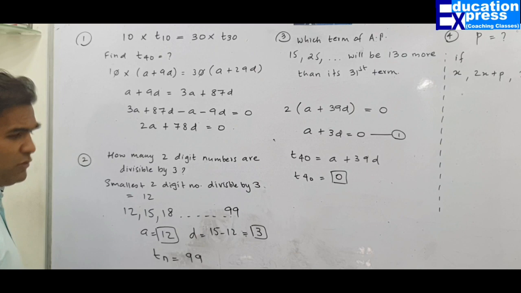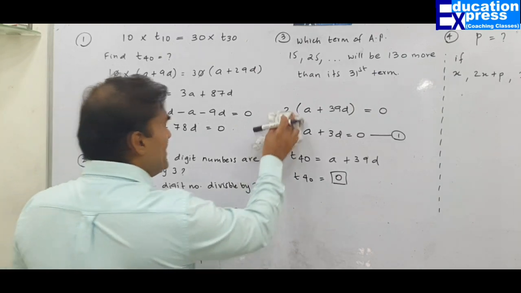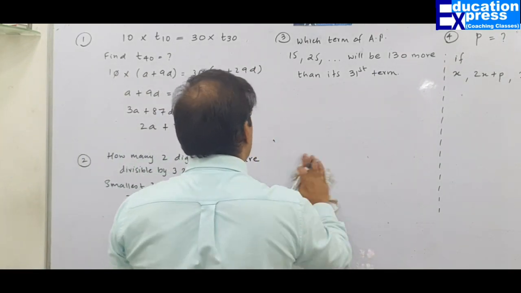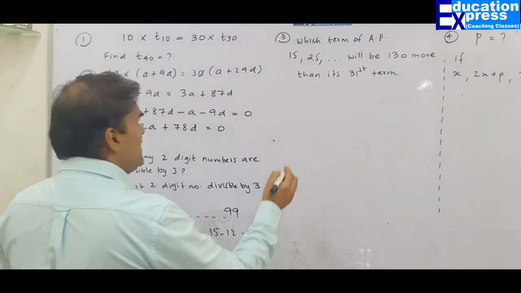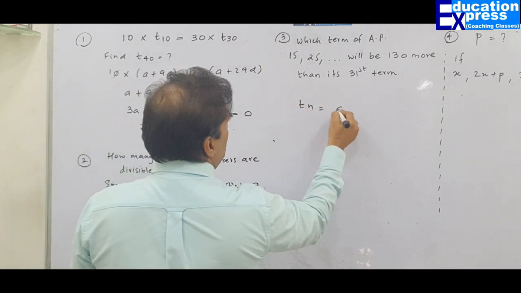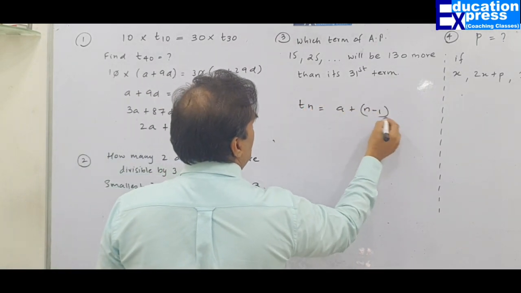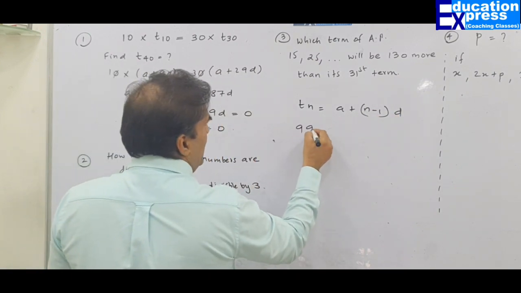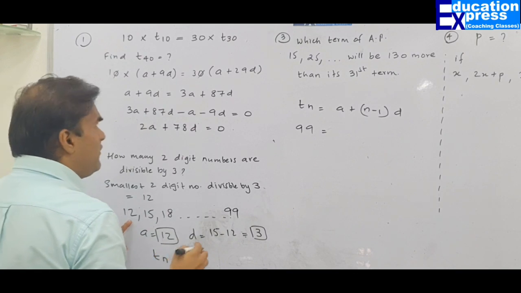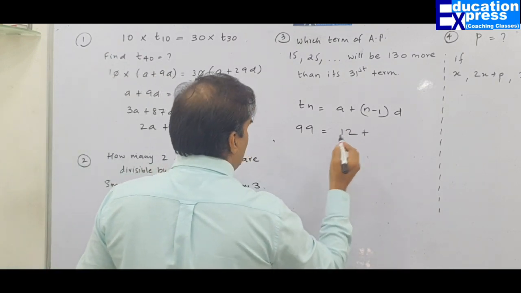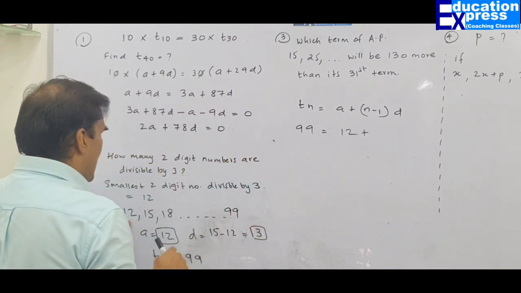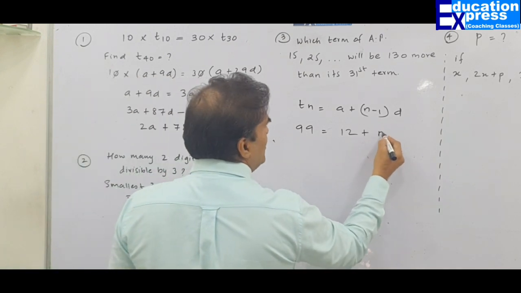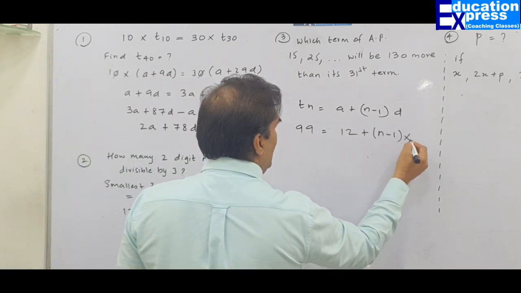So how do you go about it? Sir, same thing we have done in the first exercise also. Everything is available. Tn equals A plus (n minus 1) into D. T99 is equal to A. Value of A is 12 plus (n minus 1), n we have to find. So n minus 1 will remain as it is into D.